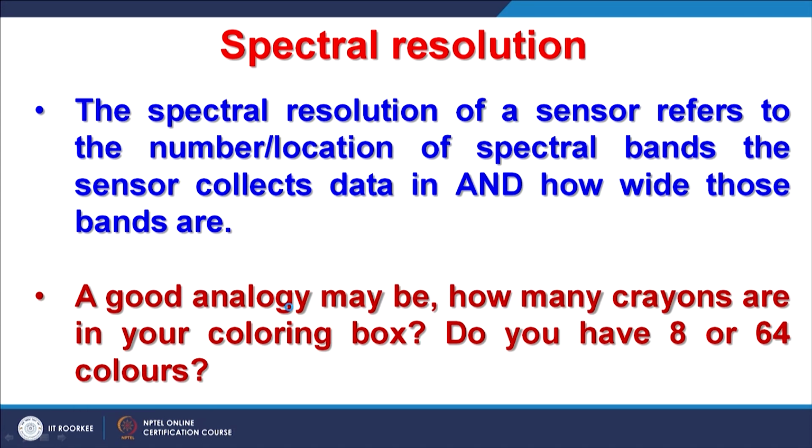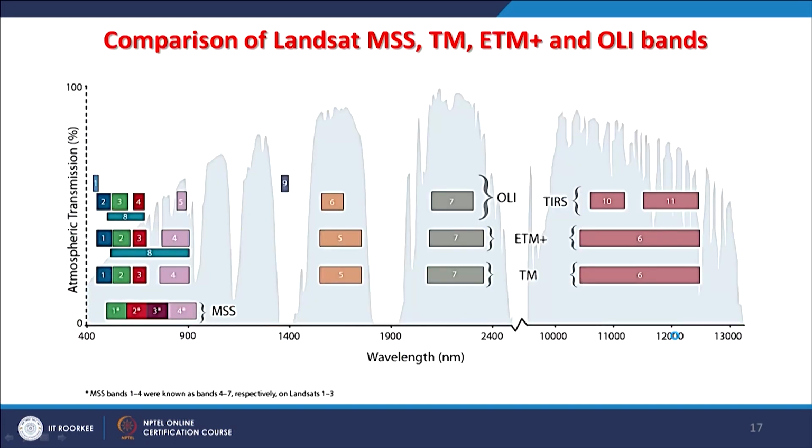A good analogy may be: how many crayons are in your coloring box? Do you have 8 or 64 colors? If you have 64, that means you have high spectral resolution. You would have variations of individual colors like green crayons. So, you may have many greens starting from lighter to darker. But if you have just 8 crayons, you would have just one single green. So, this is how the analogy can be given.